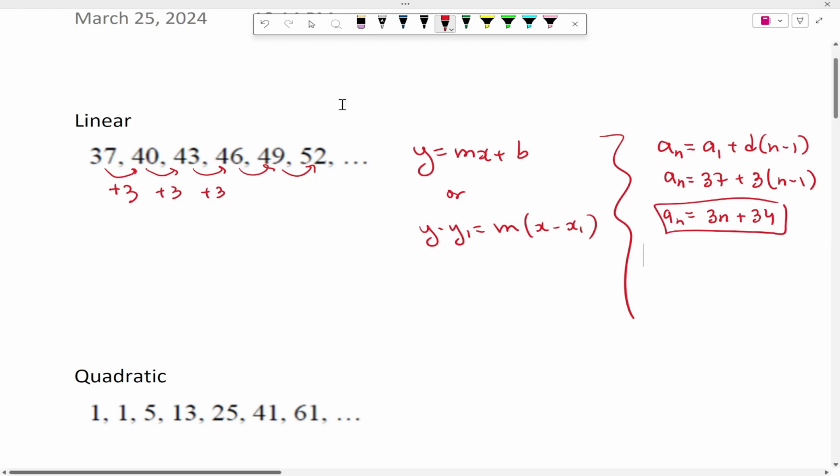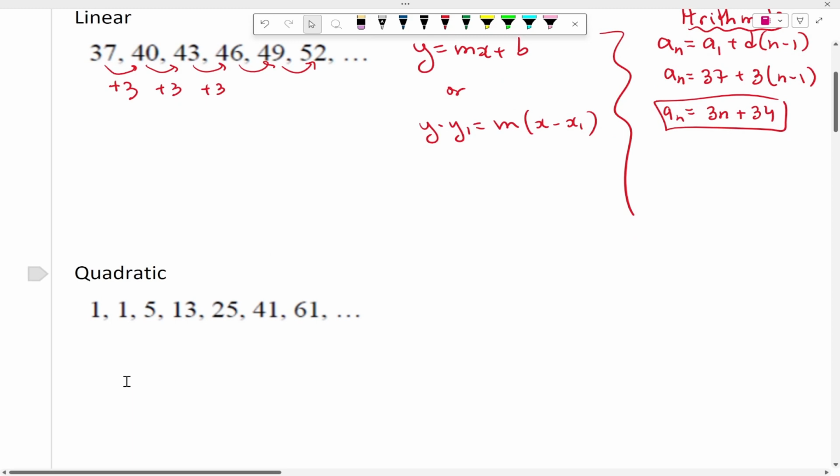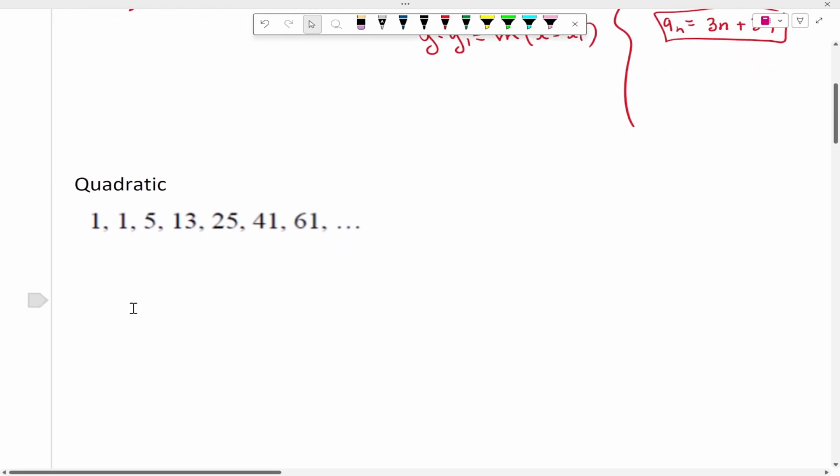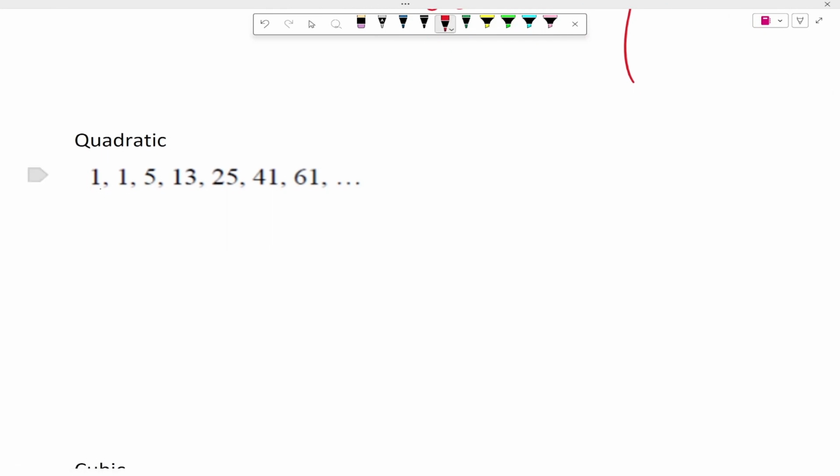Let's move on to another type. So we call this linear, but we also call it arithmetic sequence. Now, quadratic cannot be called arithmetic or geometric. It is neither one of those. It's a quadratic version. So let's talk about how to create a pattern.